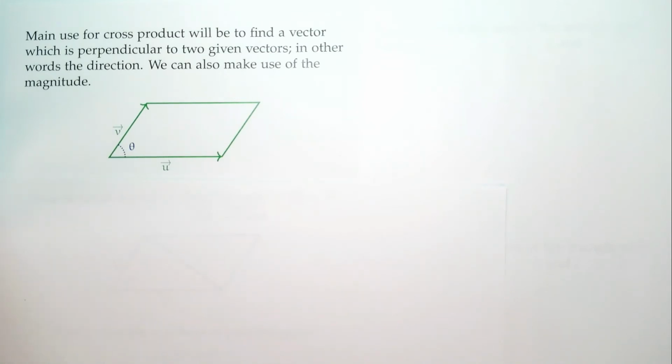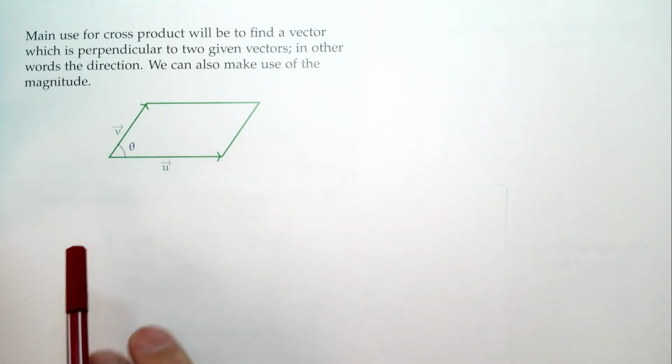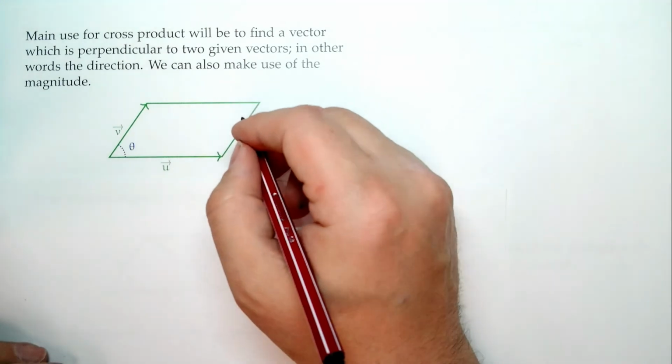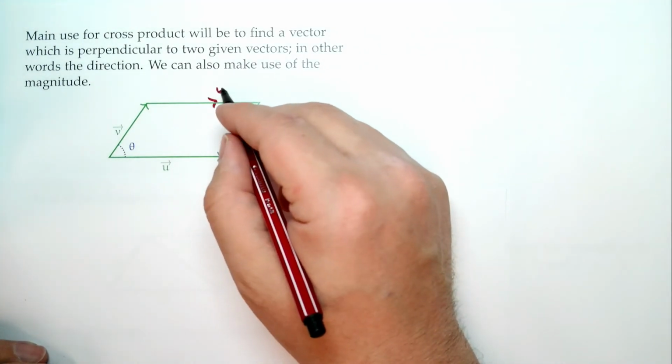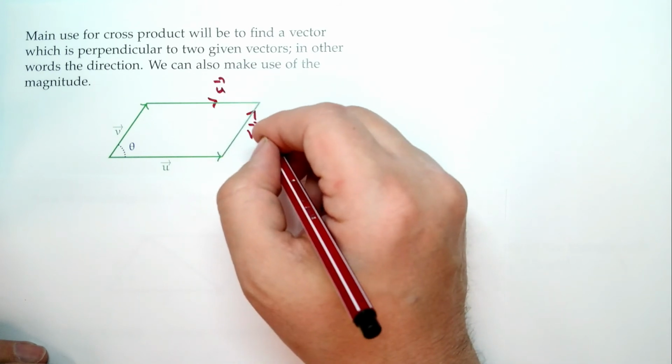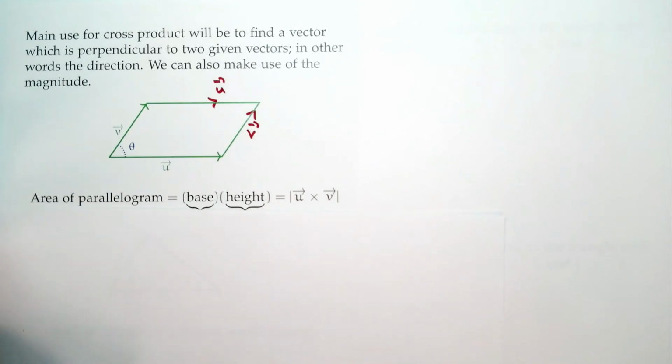So if we start with two vectors, so here I have two vectors, u and v. And there's some angle between them, and so I've put u and v together. Now, you'll see here that it's been drawn in such a way that really this other side is also v, and this side is also u. So in other words, this forms a parallelogram. And what can we say? Well, it turns out that the area of a parallelogram is base times height.